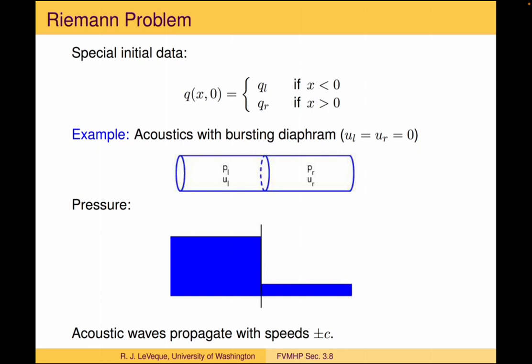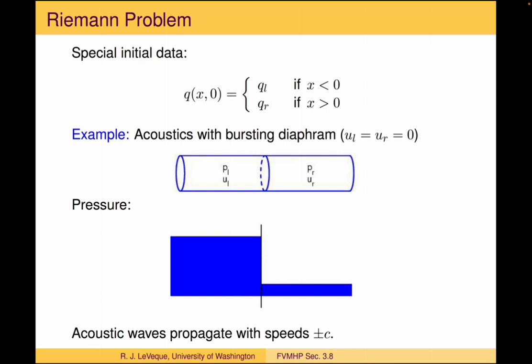But now let's look at the case of the Riemann problem. So the Riemann problem, again, is very special initial data where we have piecewise constant data. So Q is either Q left or Q right, but Q now represents our vector (P, u), so it's either pressure PL and velocity UL on the left, or PR and UR on the right.